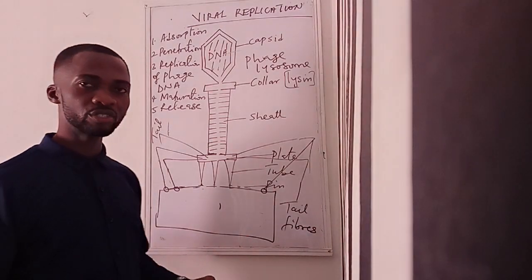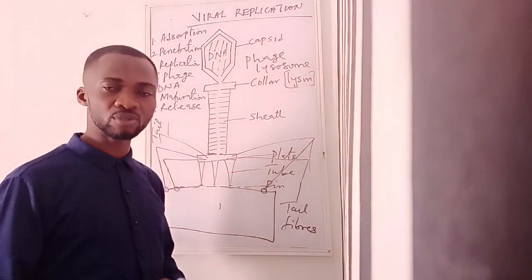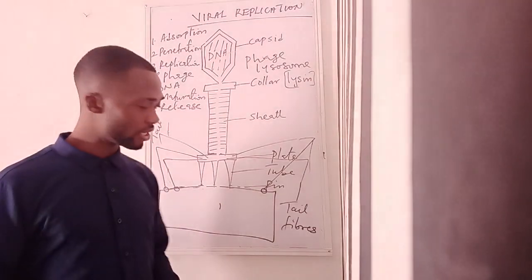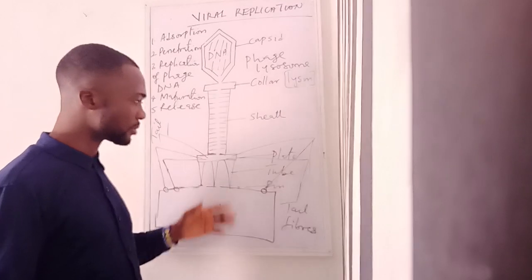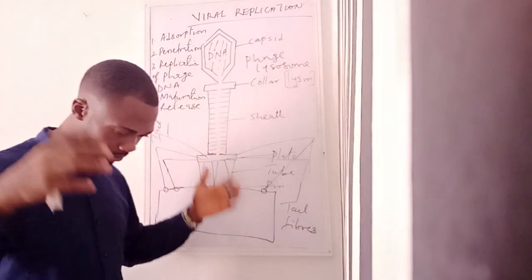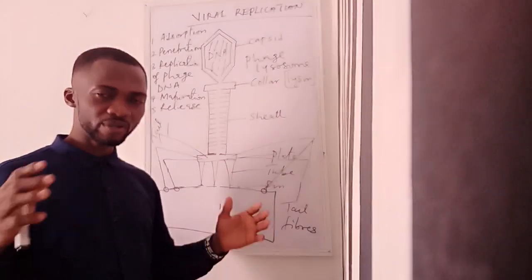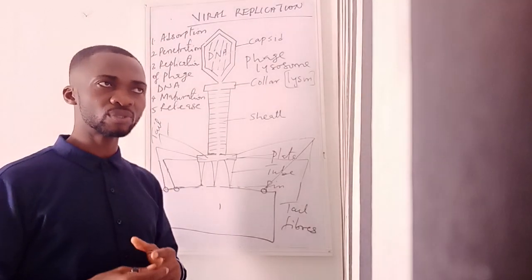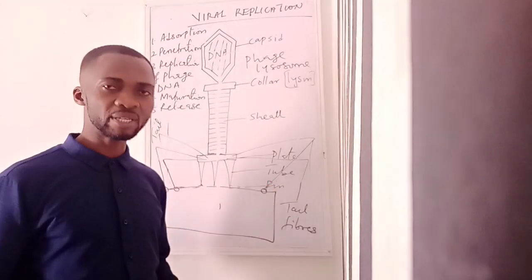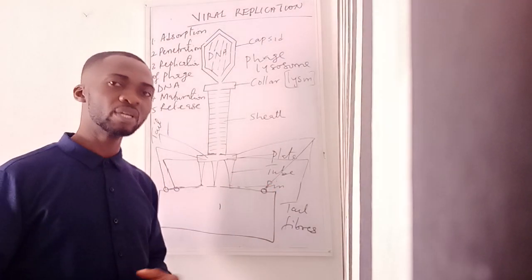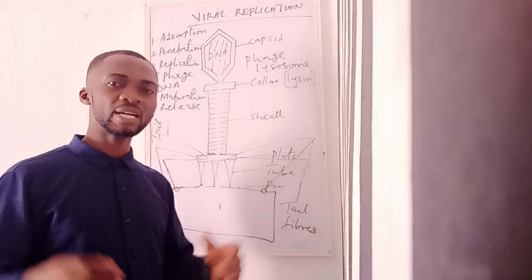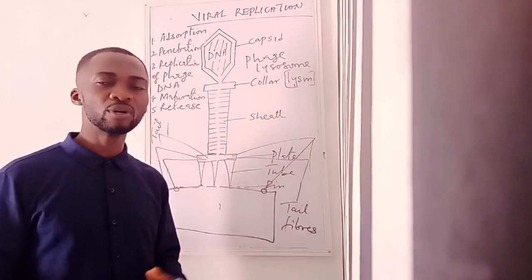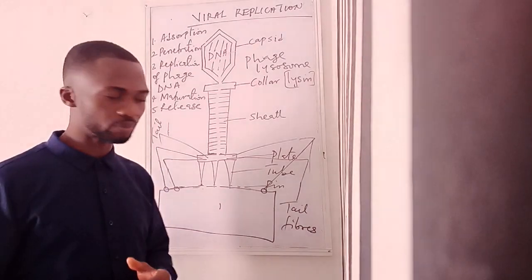Now, the third stage, which is the longest stage when it comes to viral replication, is the one we call the replication of phage DNA. Of course, you know that the reason why viruses are not able to replicate independently is because they lack the necessary cellular machineries that are required for viral replication.